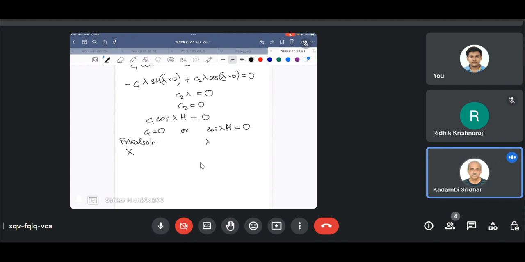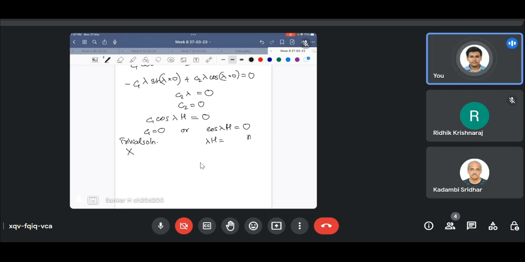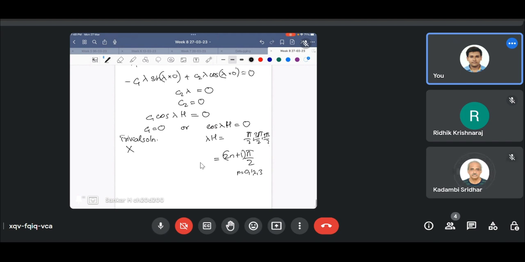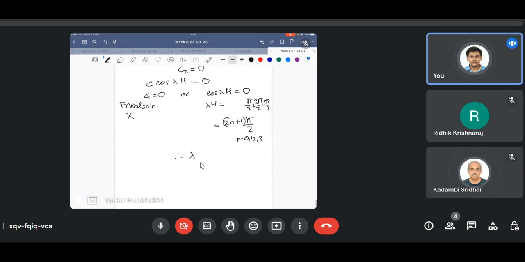When lambda h is equal to pi by 2, or it can be 3 pi by 2, it can be 5 pi by 2, any value. That means it has to be (2n plus 1) multiples of pi by 2, where n goes from 0, 1, 2, 3, etc. If n equals 0, we'll get pi by 2; n equals 1, we'll get 3 pi by 2, etc. And therefore, if lambda is equal to (2n plus 1) pi by 2h, we'll get a solution, is what I'm trying to say.